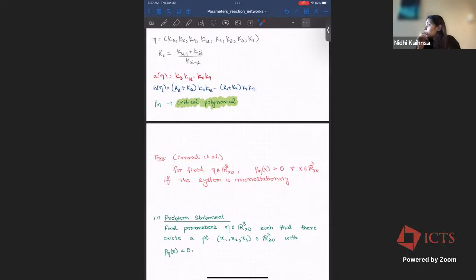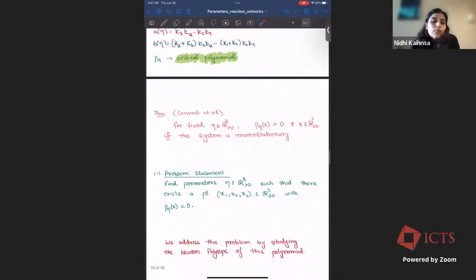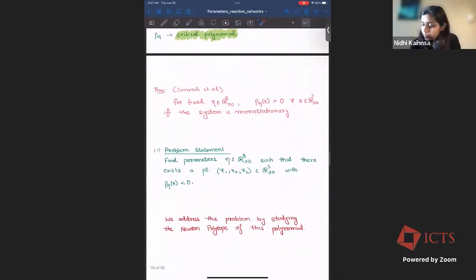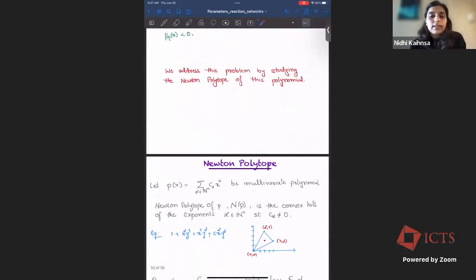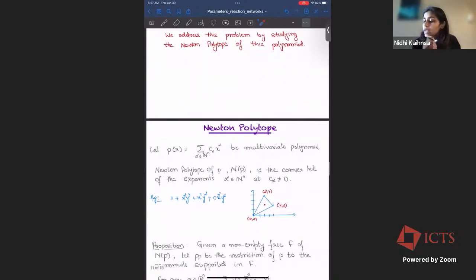Okay. So to answer this question, we take the help of the Newton polytope of this polynomial that we are interested in. What's a Newton polytope? Just to recap, I'm sure you have seen it a couple of times by now. Given a multivariate polynomial, we take the exponents of each monomial and take their convex hull. That gives us a Newton polytope.